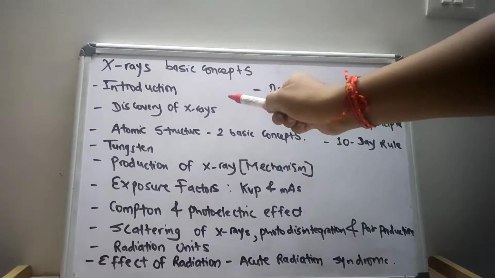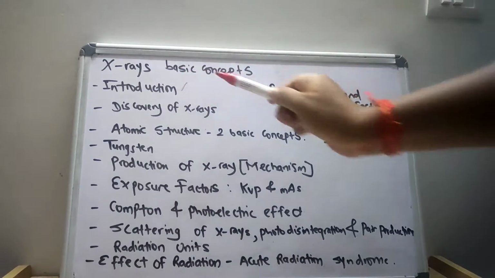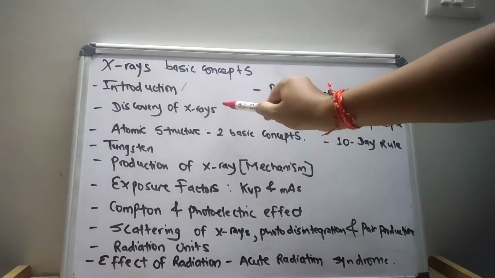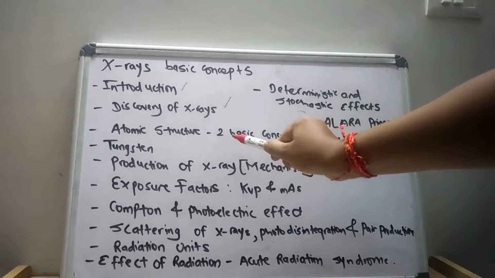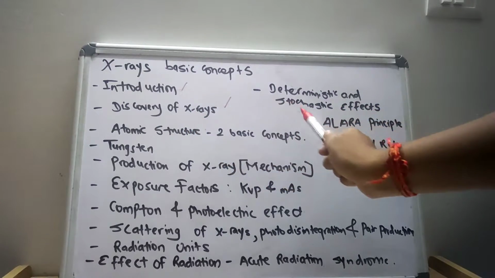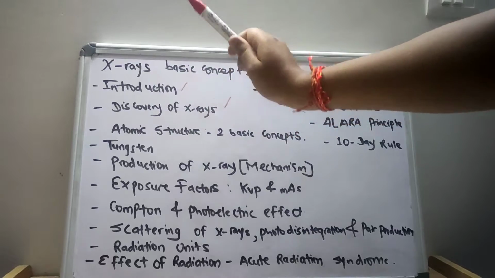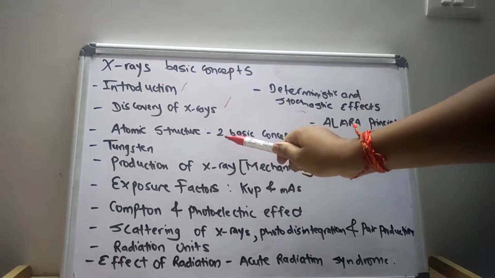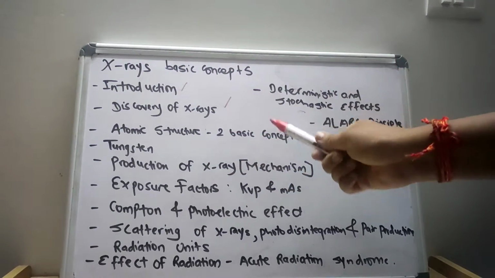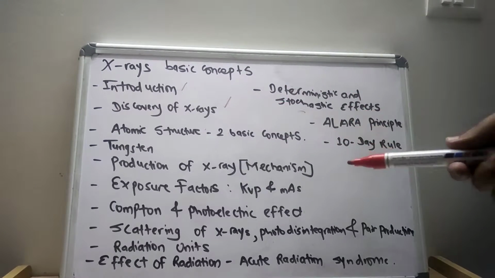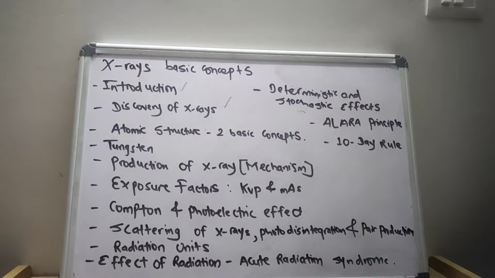And in today's lecture we are going to read about the introduction of the X-ray, the introduction of the electromagnetic spectrum, how X-rays were discovered, and two basic concepts of the atomic structure in detail. These are the concepts you should know before going towards the actual topic of the X-ray. So these three topics we are going to read today.